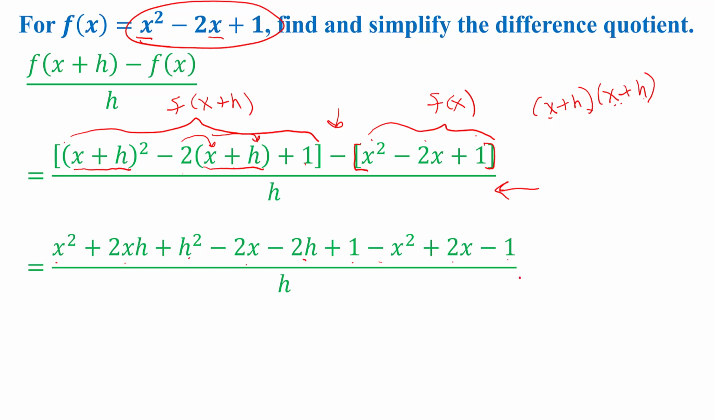All over h. We can simplify here a bit. If you notice, x squared minus x squared adds to 0. What else have we got? Negative 2x plus 2x adds to 0. 1 minus 1 adds to 0. So I can just skip writing those terms anymore.